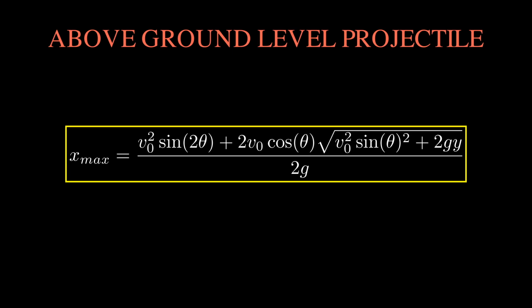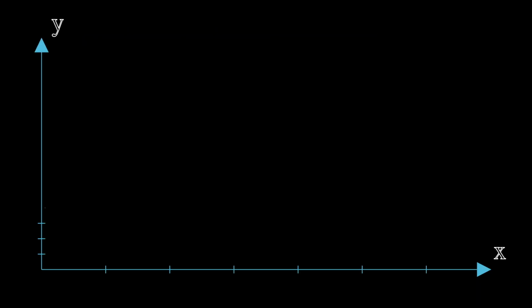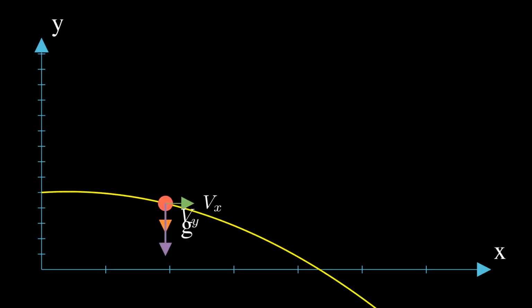The result we obtain tells us the distance of the projectile if we have an initial velocity, angle, and also initial height. Here's what this motion looks like. To get a better understanding of this formula, let's put it in a graph.